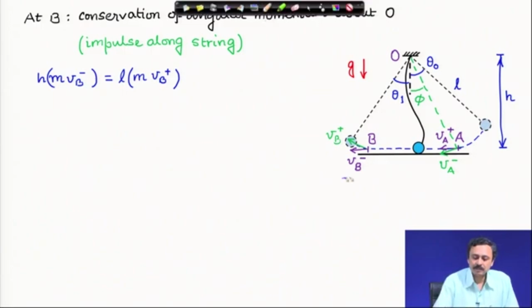about O, this is the velocity. So, mass times velocity, m v B minus, is the linear momentum. The moment of linear momentum about O must be the perpendicular distance from O to the line of velocity, and that perpendicular distance is h. Therefore, h times m v B minus is the moment of linear momentum about O. That is the left hand side.